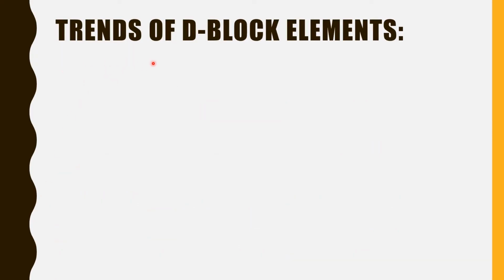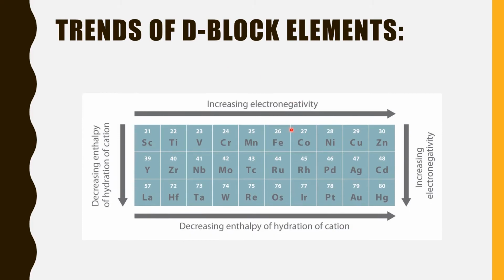Now we are going to see the trends of D block elements. On moving from left to right in the periodic table, or in D block elements from scandium to zinc, the electronegativity increases, whereas the enthalpy of hydration of cation decreases on moving from left to right.